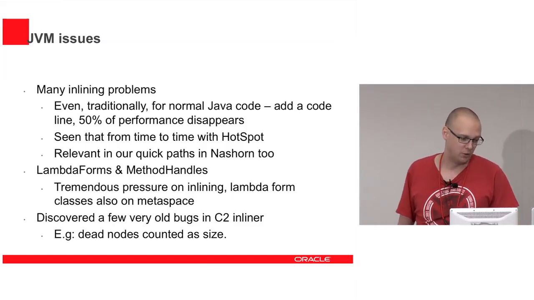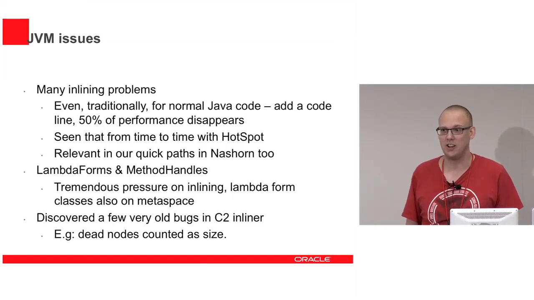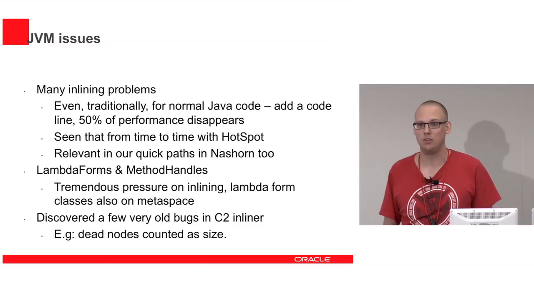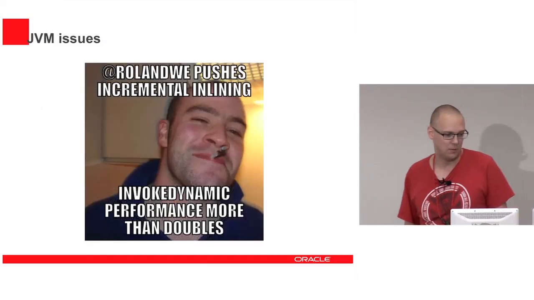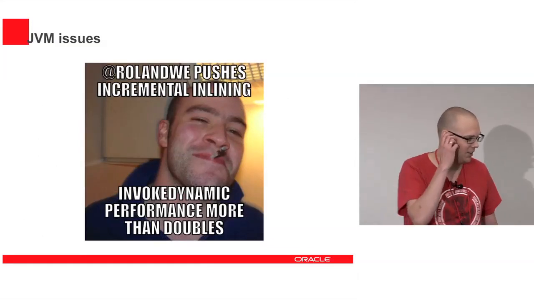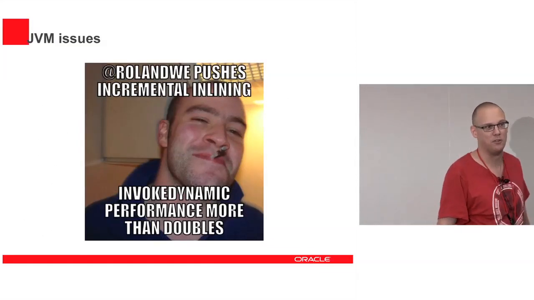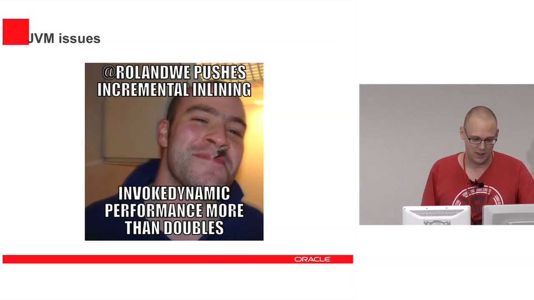For example, that dead nodes counted as a size metric towards inlining, and they have been there since the dawn of time. So it was really good that you guys started looking at this code. So Roland pushed incremental inlining in December, and we got like twice the index performance from a rather small change. So that was heroic.